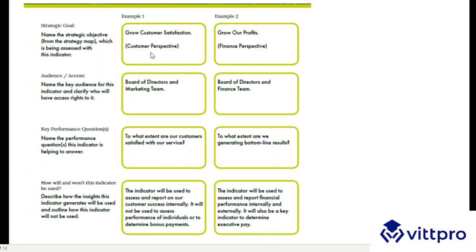And then the audience, meaning who is going to look at it: the board of directors and the marketing team are the key audience interested in this goal. Now the performance question related to this goal is: to what extent are our customers satisfied with our services? That's what we want to know, because our goal is to grow customer satisfaction. So a natural question is to what extent our customers are happy with our service, or you can ask any other question.